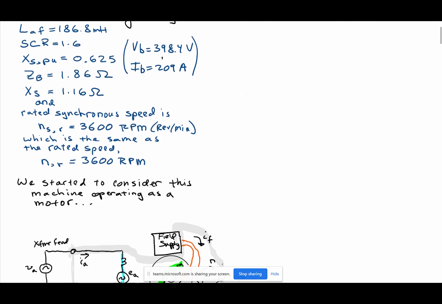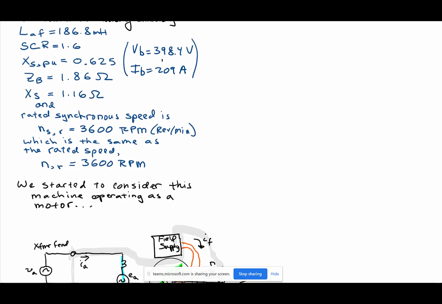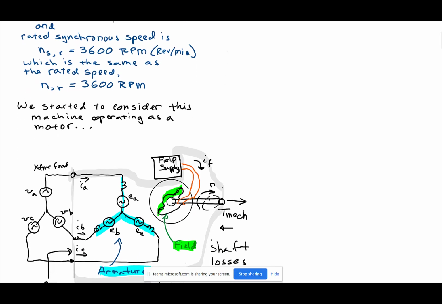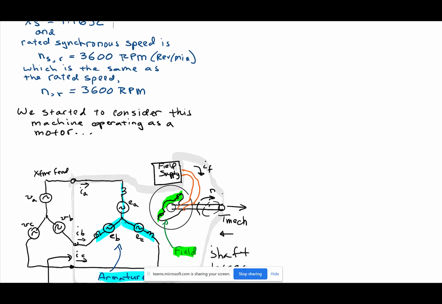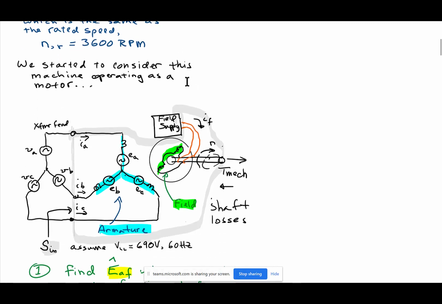And we found these variables in the last lecture: the mutual inductance, the short circuit current ratio, the per unit reactance, the base quantities, and the synchronous reactance. I also pointed out synchronous speed in RPM and how that relates directly to the electrical frequency. And it's the same as the rotor speed because it's a synchronous machine.